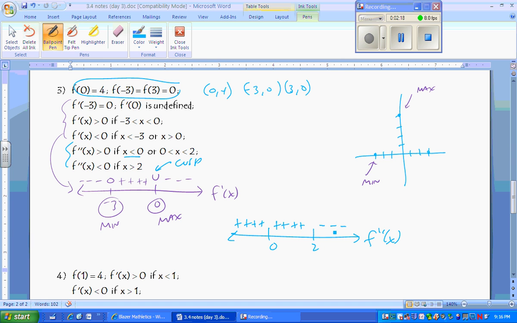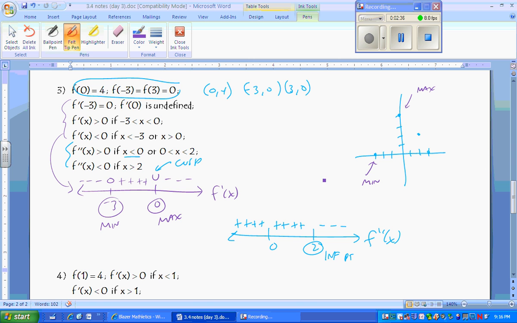Here it changes from positive to negative, so that means we're going to have an inflection point when x is 2. So again, this one's not plotted up here, so we're going to put a point somewhere where x is 2 in between these two points. So I'm just going to put it right in the middle.